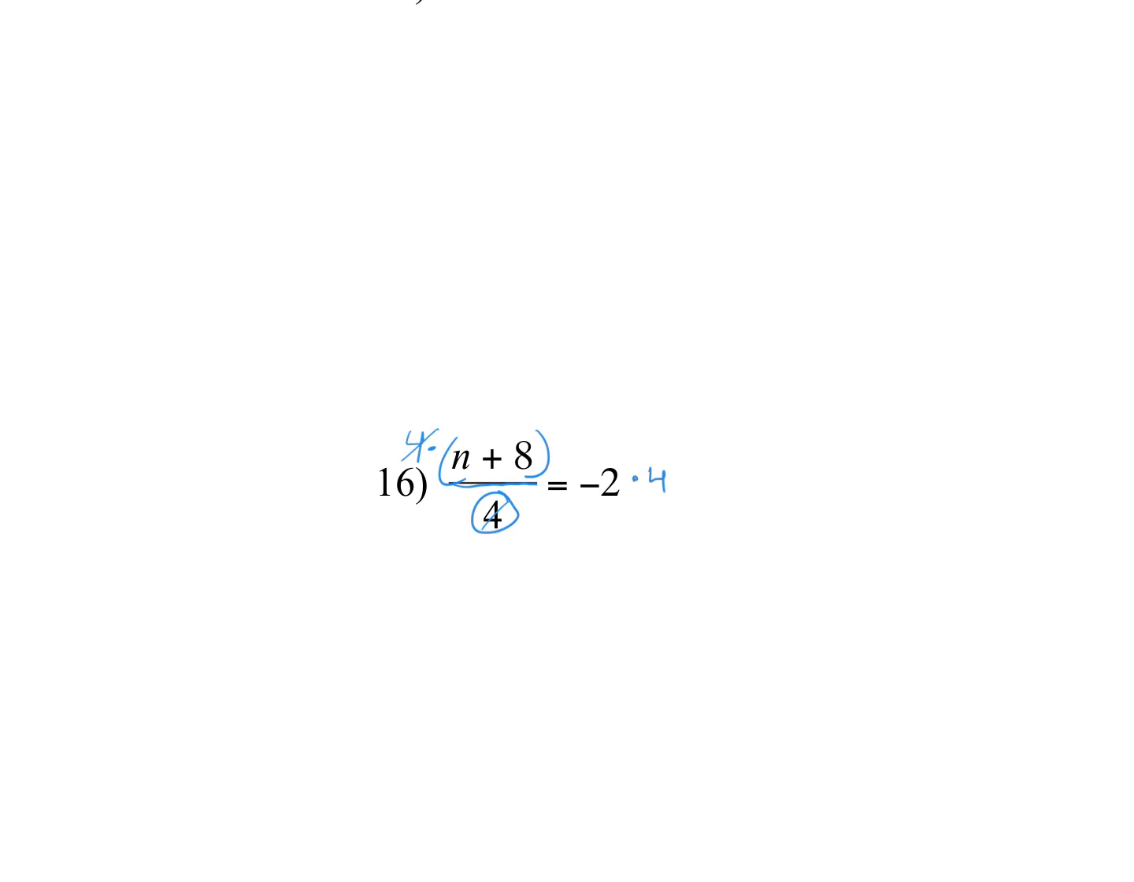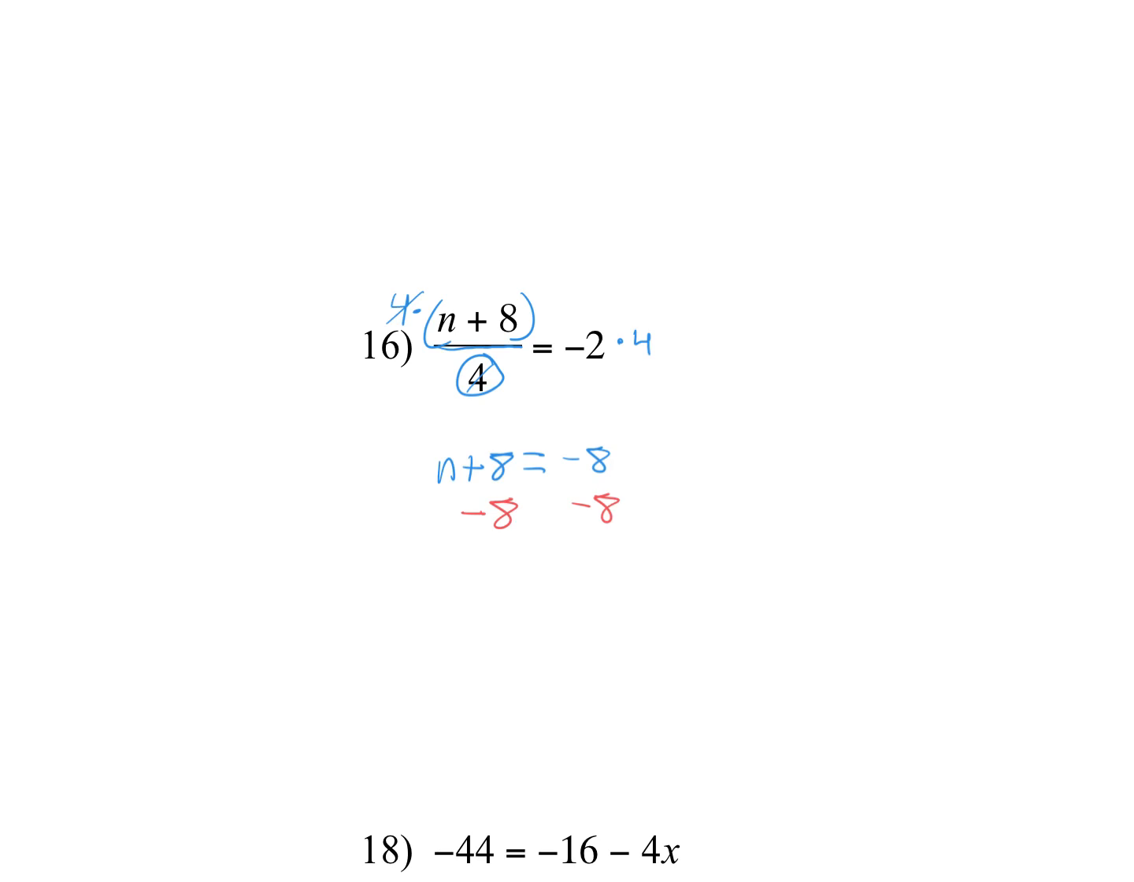And then now that the 4's are gone, we get n plus 8 equals negative 2 times 4 is negative 8. Alright, and then the last thing we want to do is get rid of this positive 8 by subtracting 8 on both sides. And then 8 minus 8 is 0, so we get n equals negative 8 minus 8. They have the same sign, so we want to add them and keep the sign.